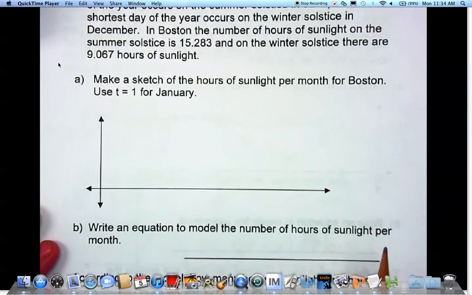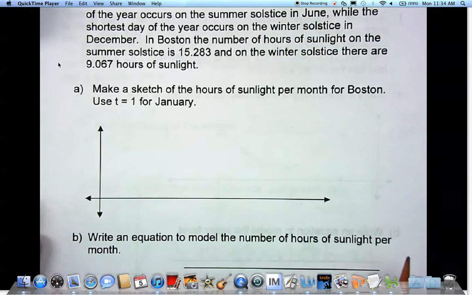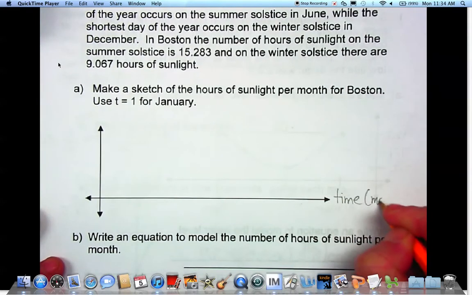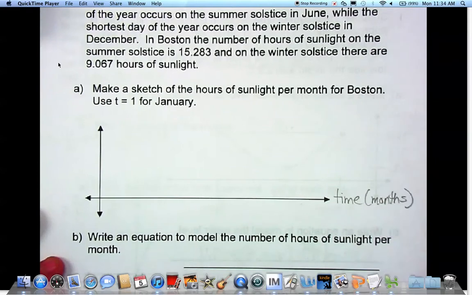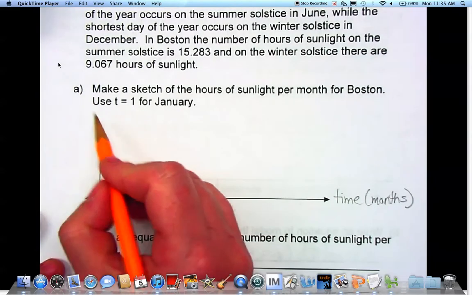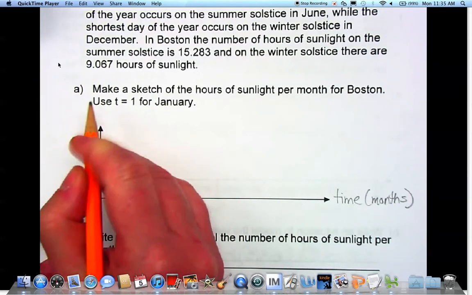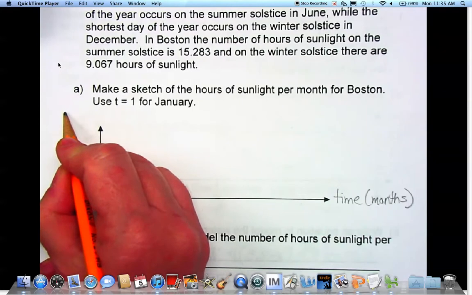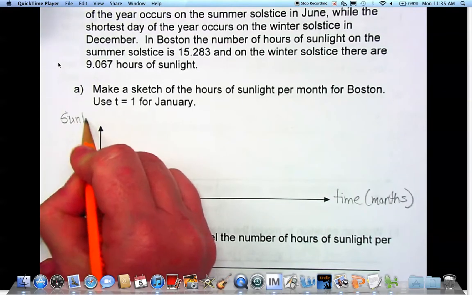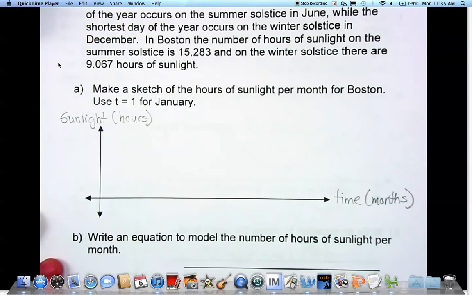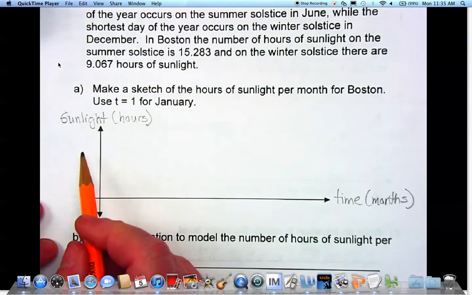Nice. All right, so we're going to make a sketch of the hours of sunlight per month for Boston. So this is time in months. It's like waking up at 9 o'clock and the sun going back down at 6. For 9 hours. In Alaska, it's really different. Then this would be hours of sunlight, or sunlight in hours. Hours of sunlight in a day, so we have time and hours.